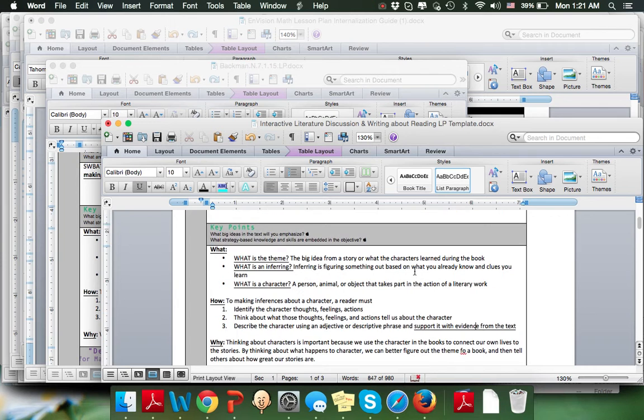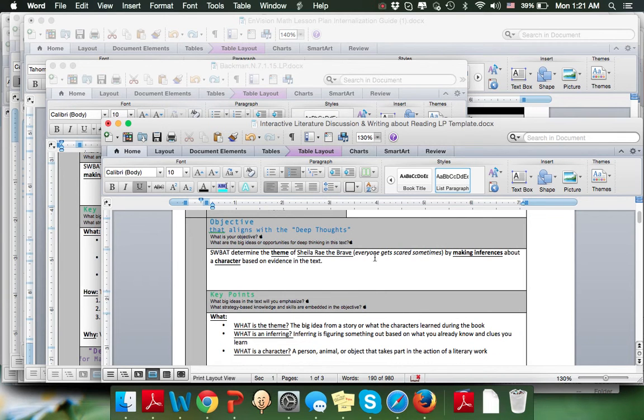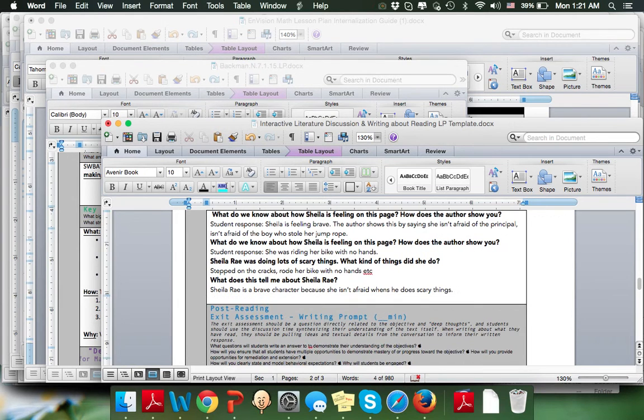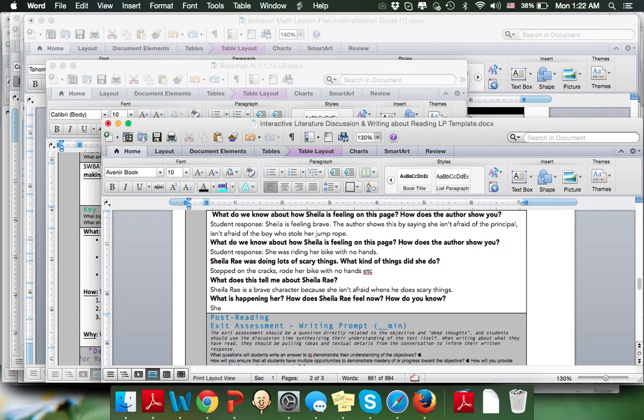Now, in this text, I want them to get to the point that everyone gets scared sometimes. So I'm going to start pointing them to that turning page in the book. I want them to start doing some of this inferencing when Sheila actually gets afraid. So I'm going to say, what is happening here? How does Sheila Ray feel now? How do you know? They could say things like, she is scared because nothing looks familiar. Again, this comes directly from the text.